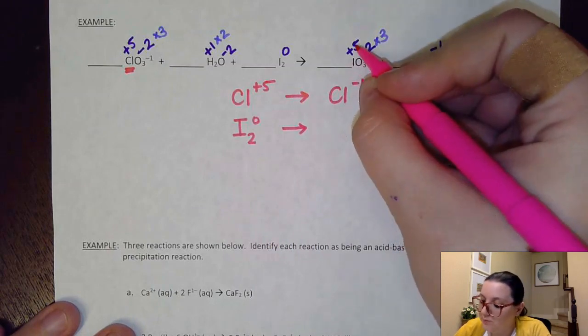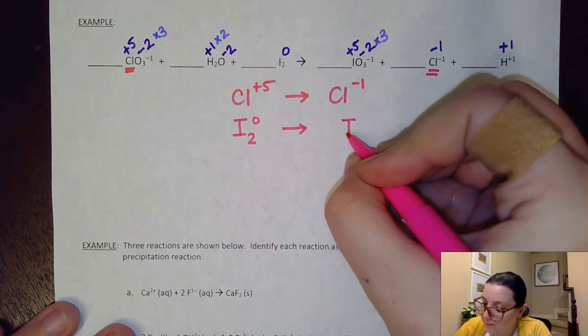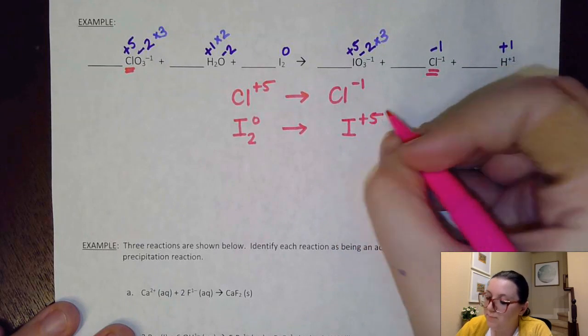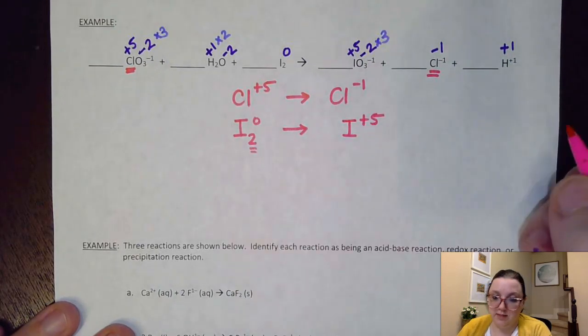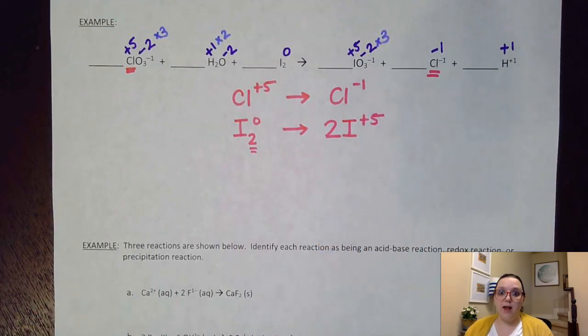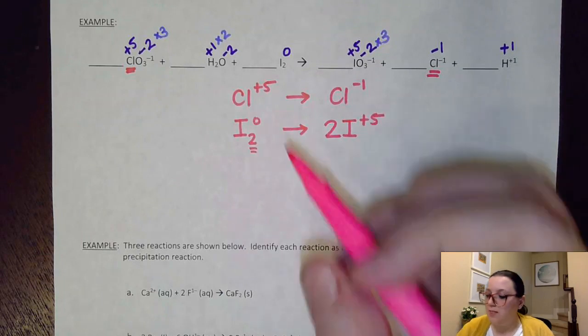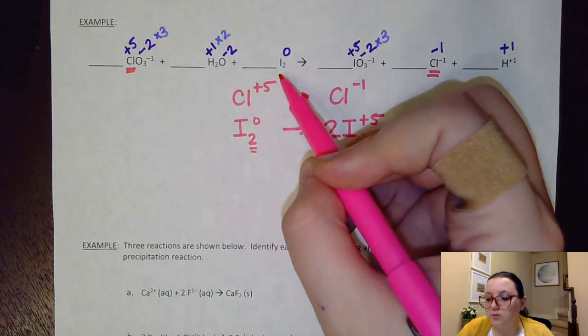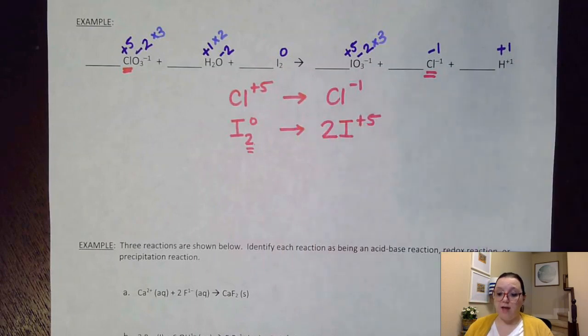I had iodine becoming +5, but because this 2 was here, I need to make 2 of these on that half reaction. So diatomics are the one time that we carry down those subscripts into our half reactions. All right, so now I'm going to look to see who got oxidized and who got reduced.